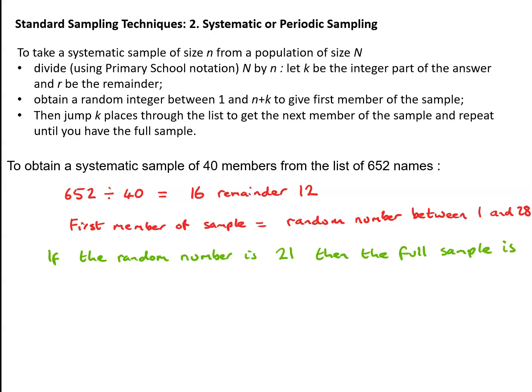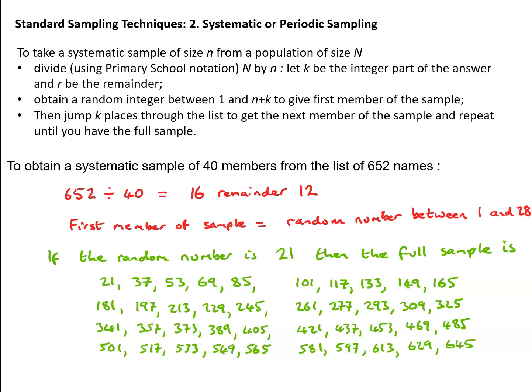Let's suppose that random number turns out to be 21. Then the full sample will have 21 as its first member. The second member will be 21 plus 16, which is 37. The next member will be 37 plus 16, which is 53. So there are the first 5 members. There are the next 5 members. And here are the remaining 30 members of the sample. So once you've started your sampling process, it's just every 16th member of the list of names.